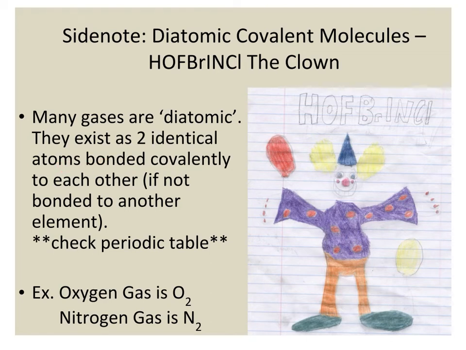For example, if you ever see the name oxygen or oxygen gas, you want to write down an O2, not just an O. Same thing for nitrogen. If you see nitrogen or nitrogen gas in a word equation, the formula for that is an N2 because nitrogen is one of the special Hofbrinkel elements.